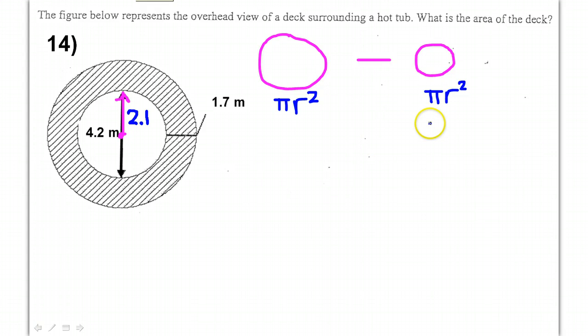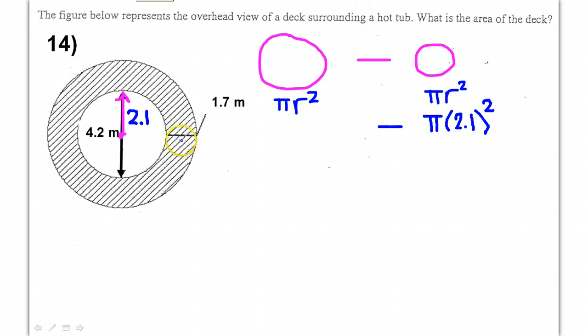So that's going to make this pi times 2.1 squared. Okay, I'll be subtracting that later. Now, the big circle. I need to know the radius of the big circle.